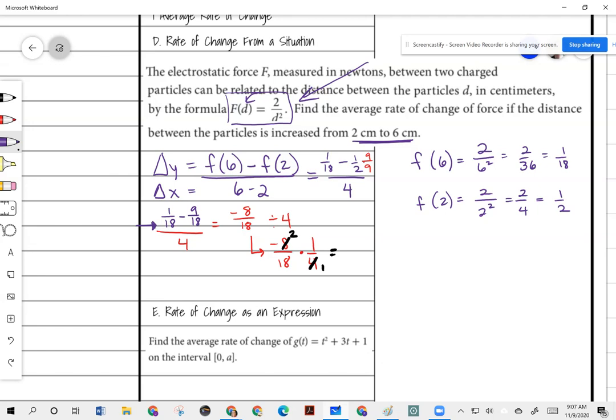So I can also go 2 into 18 and do that. So let's go ahead and do that. That would be a 1, that would be a 9. So now we're left with negative 1/9. And then that is going to be our final average rate of change over that interval.